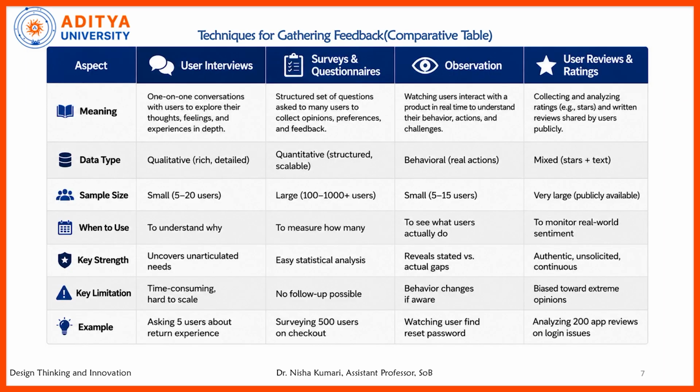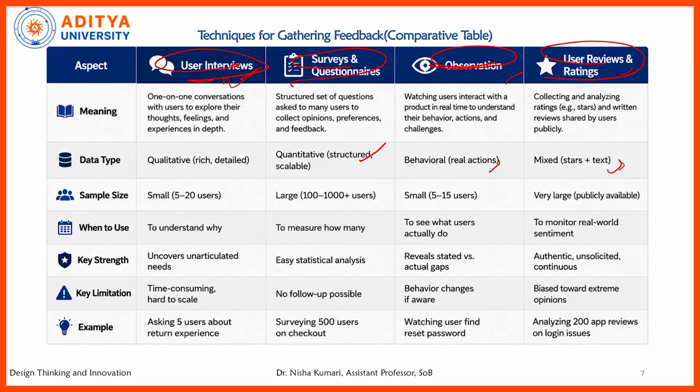So overall, if we talk about the different techniques to gather feedback, the first one is user interviews, where we get more rich and qualitative data. Surveys and questionnaires give us structured answers, meaning quantitative data. In observations, we get behavioral data, meaning the actions, how the users are behaving. And in user reviews and ratings, we get mixed data, both qualitative as well as quantitative data.